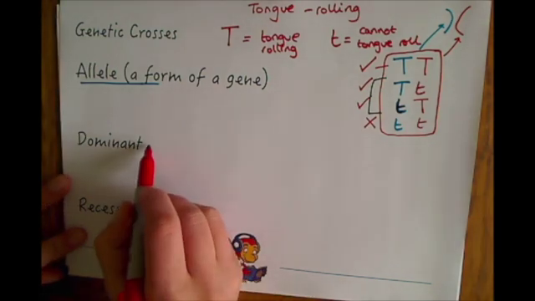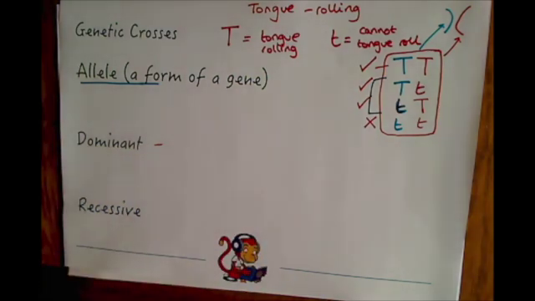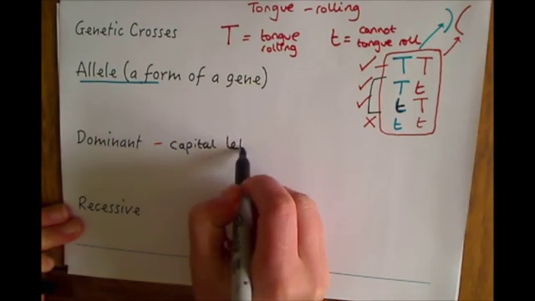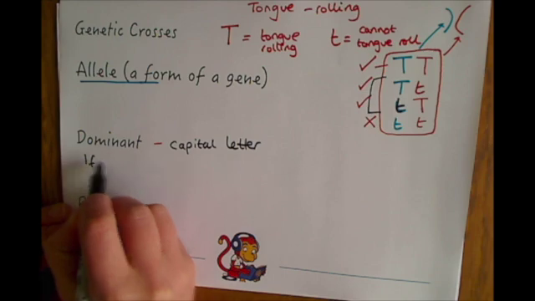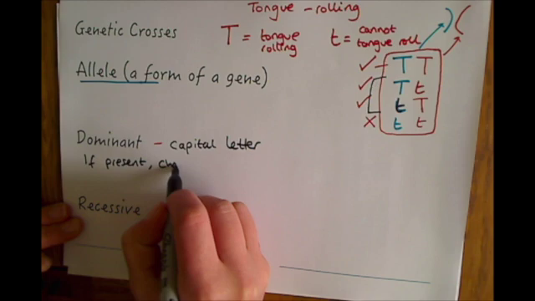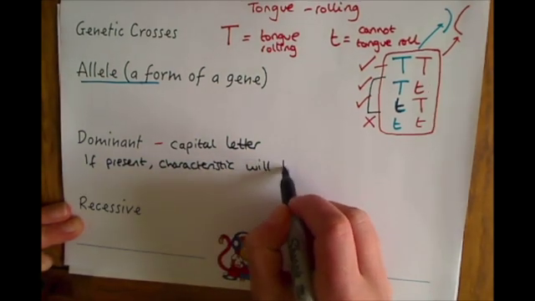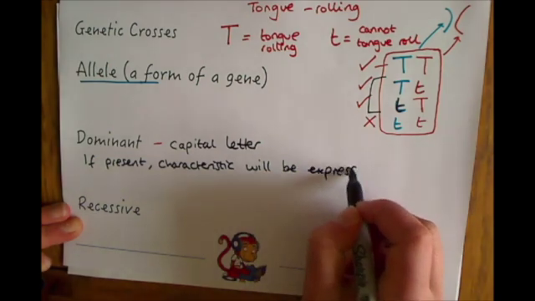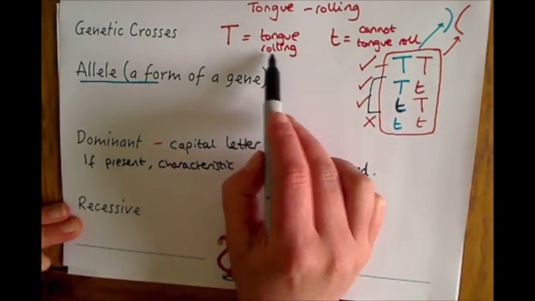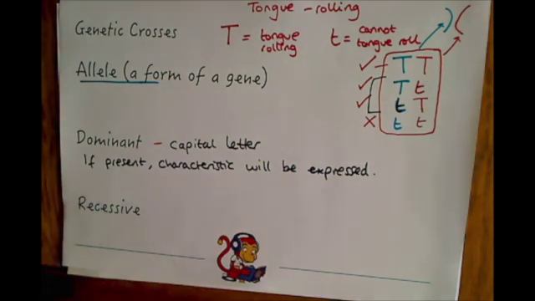So if the dominant allele is present, so this is always the capital letter, and if this is present, the characteristic will be expressed. So that means if there's a capital T, you will be able to tongue roll because capital T means tongue roll. The recessive allele is a little bit different.